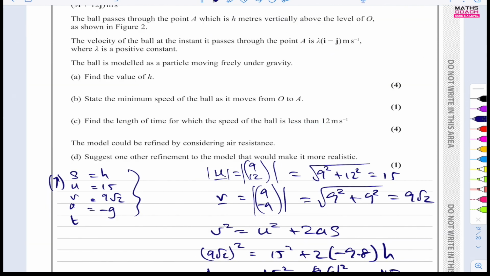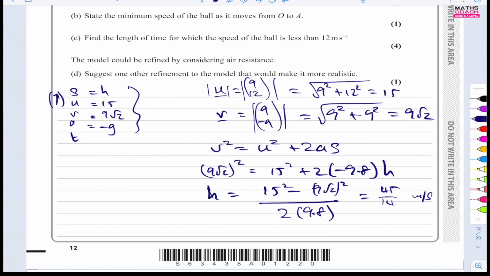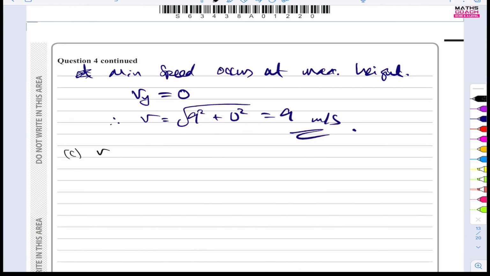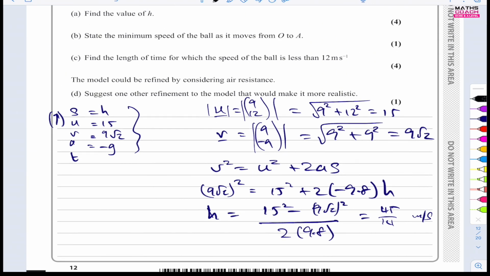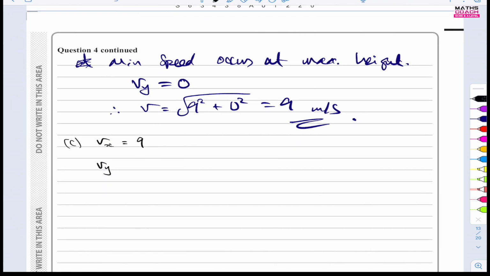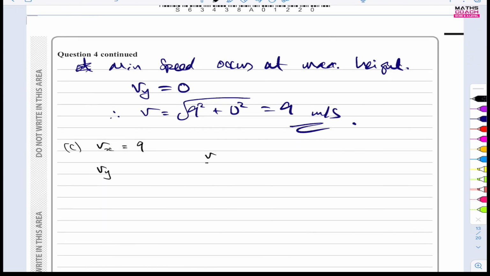Question C. Find the length of time for which the speed of the ball is less than 12 meters per second. Okay, so we know that Vx doesn't change. Vx is always 9. So it's the Vy that's going to change. The velocity of a projectile at any point will be Vx and Vy. So the speed, which is the modulus, would be the square root of Vx squared plus the vertical speed squared. This has to equal 12 meters per second.